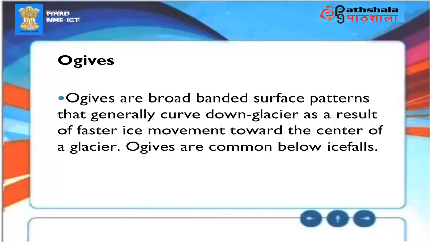Ogives. Ogives are broad-banded surface patterns that generally curve down glacier as a result of faster ice movement toward the center of a glacier. Ogives are common below ice falls.